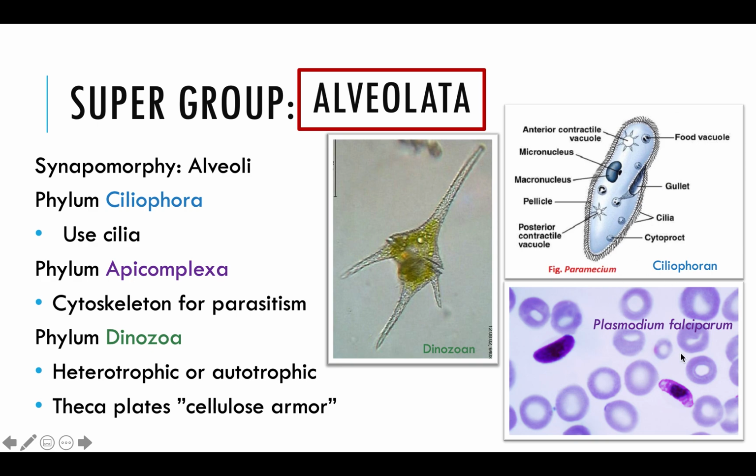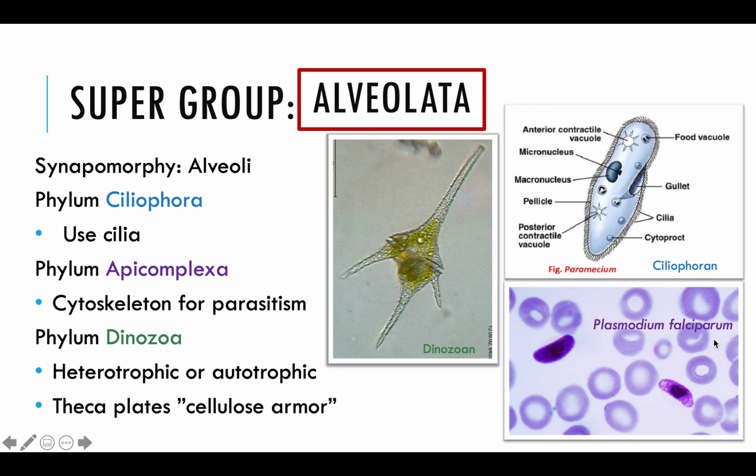Then we have apicomplexans that are primarily parasitic. So we have this organism called Plasmodium falciparum, and that is what causes malaria. So again, when we're looking at a blood smear like this one, these purple circles in the background are our red blood cells. But the plasmodium is this little kidney bean organism here. So make sure you can label that properly.